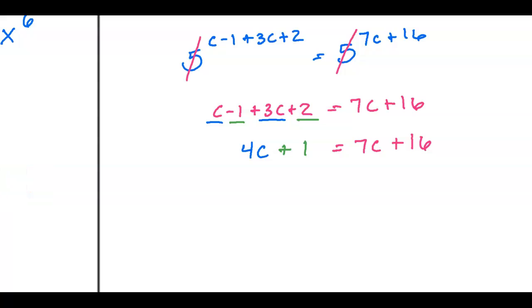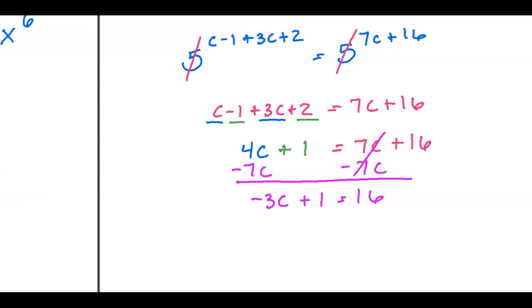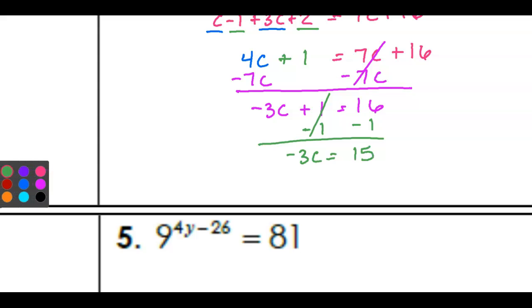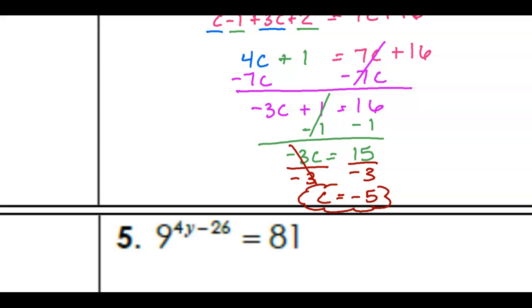Get rid of the 7c, move the 7c over. Sure, you can move the 7c over. And we have negative 3c plus 1 equals 16. And then subtract 1 over. And we have negative 3c equals 15. And then divide both sides by negative 3. So what is our final answer? c is equal to negative 5.